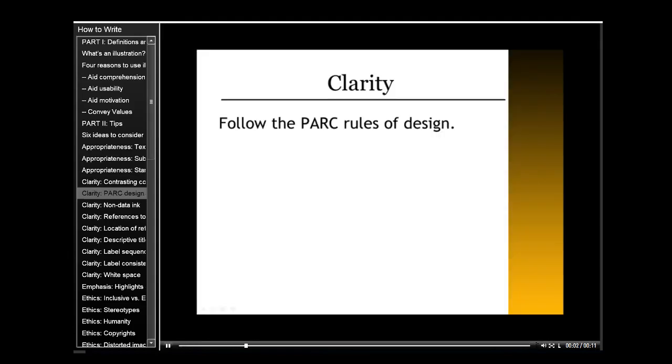You want to follow the PARC rules of design: proximity, alignment, repetition, and contrast. That's all we'll say about that for the moment, because we've talked about it already.